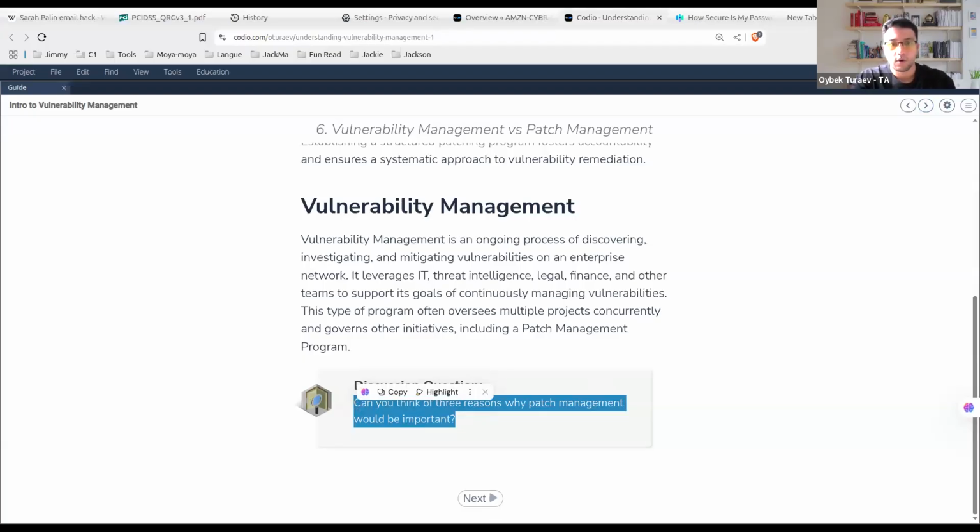Okay. Let me know why patch management is important. Why is patch management important? Please give at least one reason why you think that patch management is important for us.